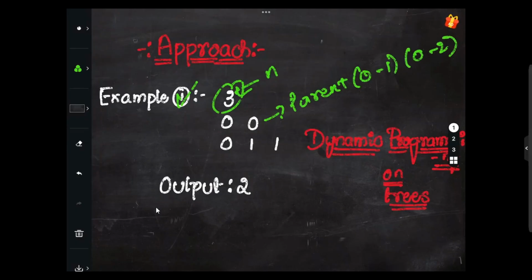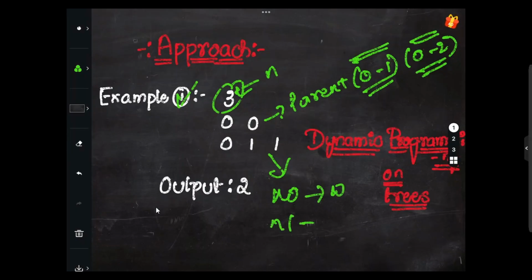Because we have three nodes here, don't get confused: indexing starts from 0 for trees. When we are considering trees, this is a tree-based question, so indexing starts from 0. We have nodes 0 1 2. The colors are 0 1 1, so node 0 is white, node 1 is black, and node 2 is also black. We have discussed this one. The output that we need to get here is 2.